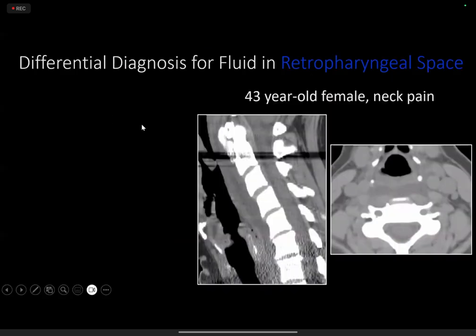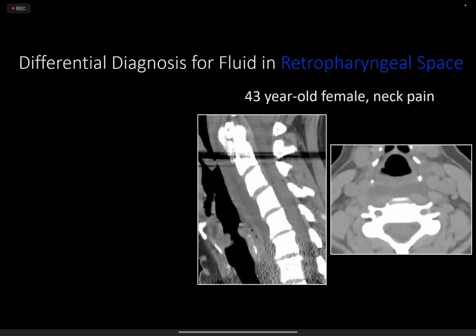And that brings us to the differential diagnosis for fluid in the retropharyngeal space. Here's a patient that presented with this vague, ill-defined neck pain. We can clearly see that there's fluid within the retropharyngeal space. Look at this axial CT image here. You get this sort of nice bow tie configuration of fluid within the retropharyngeal space. You know that you're in this space because what ends up happening is you displace that pharyngeal mucosa anteriorly, and you displace the longus colli posteriorly, cluing you in that this is fluid within the retropharyngeal space.